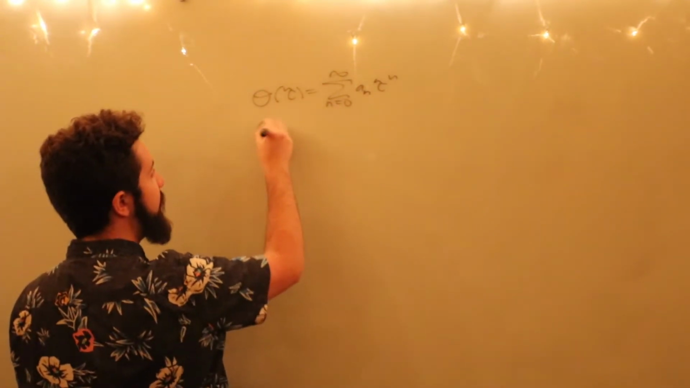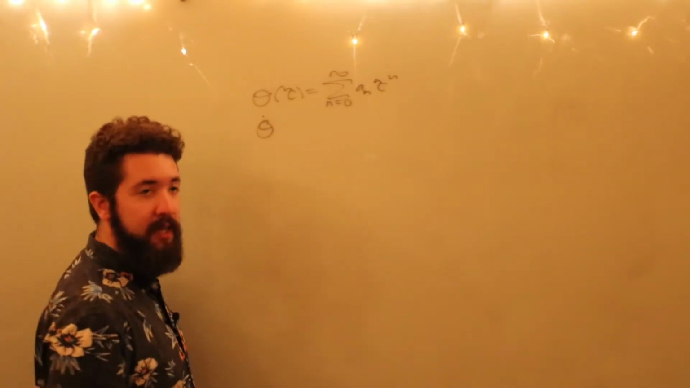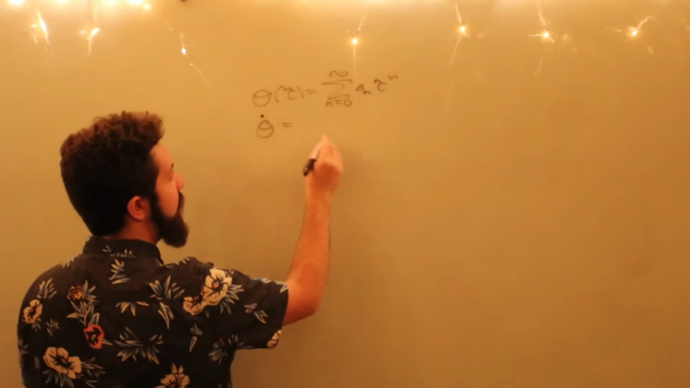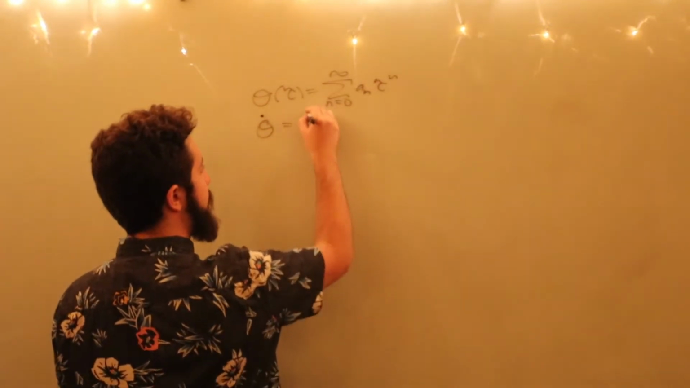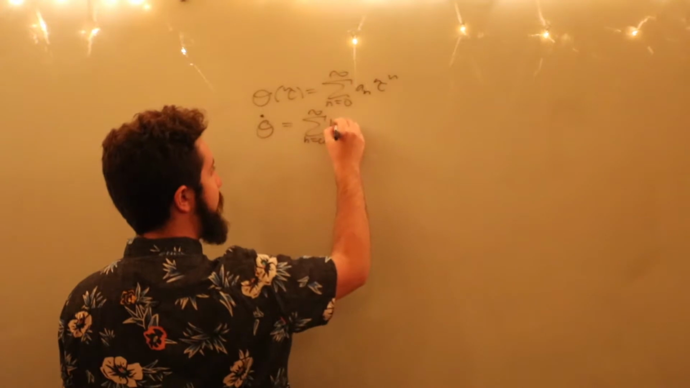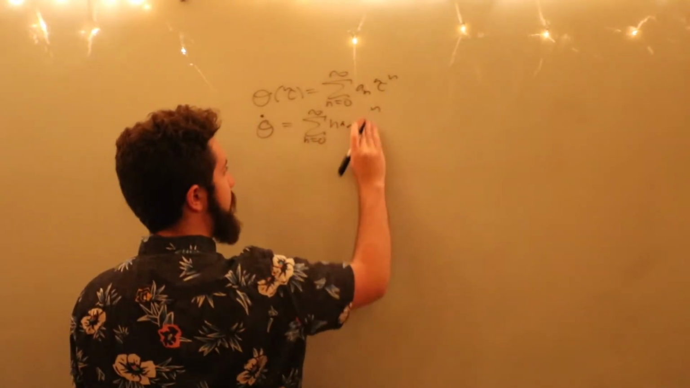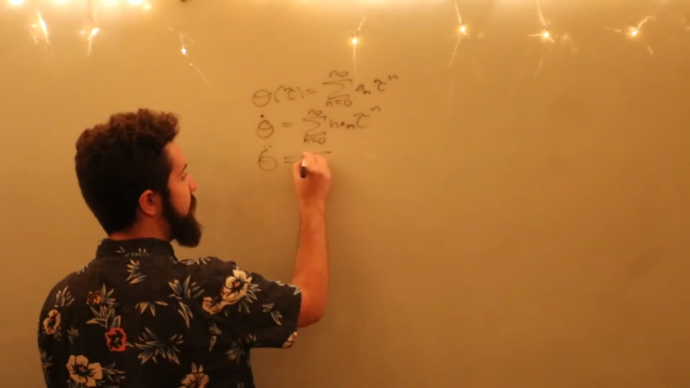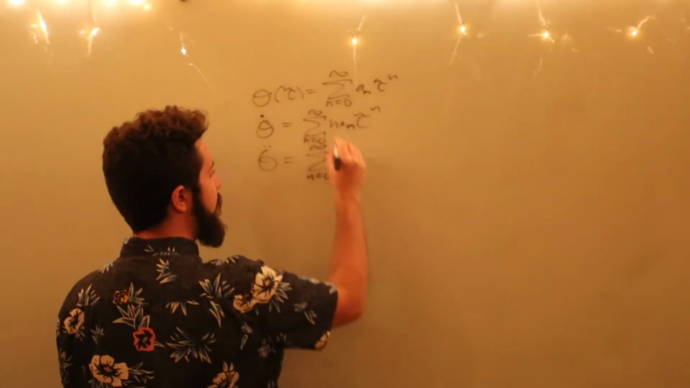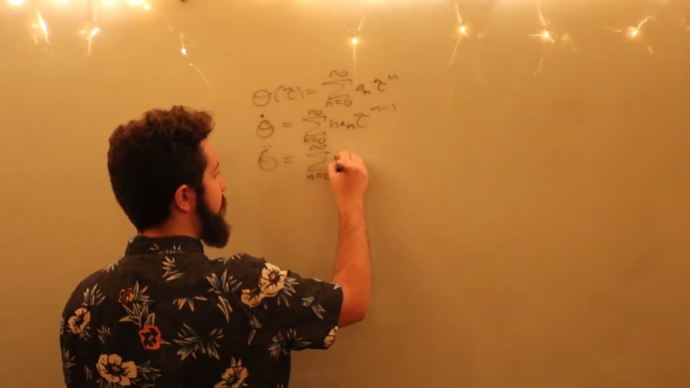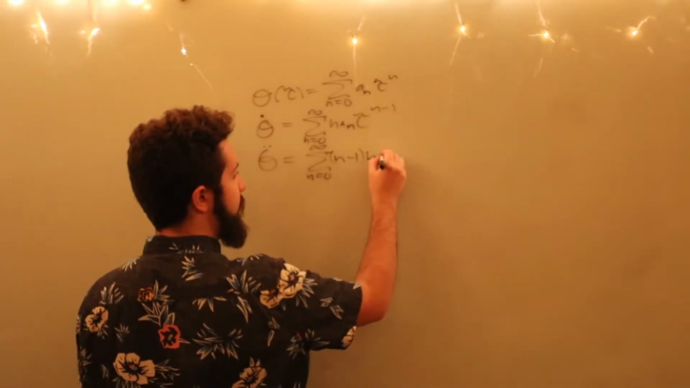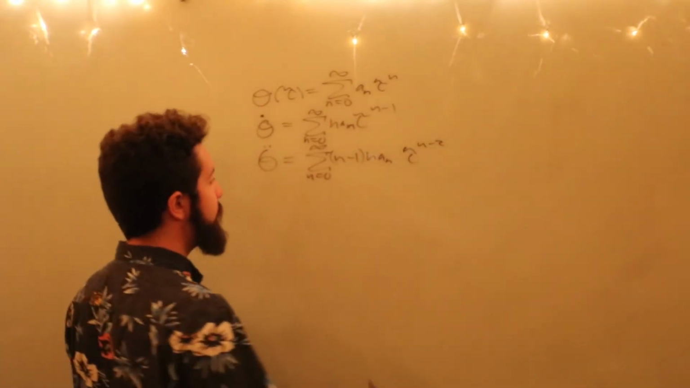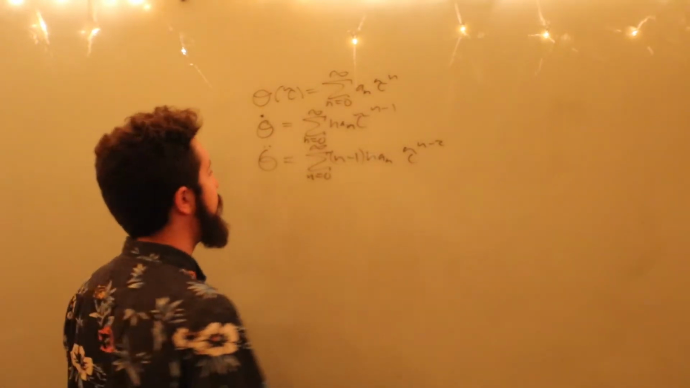Alright, so if we take the derivative of this, I'm going to use dot to mean derivative with respect to tau now, not t. So theta dot is going to be equal to the sum from 0 to infinity of n a sub n tau to the n minus 1, the n comes down, right? So theta double dot is going to be the sum from n equals 0 to infinity of n minus 1 times n a sub n tau to the n minus 2, right? This is just term by term differentiation.